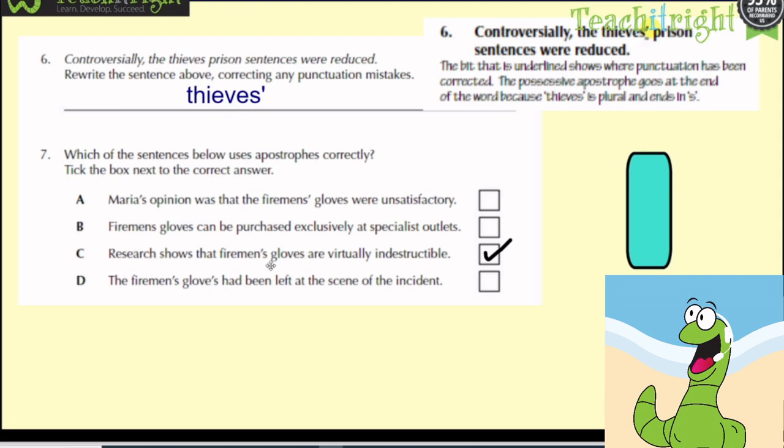This is telling us that gloves belonging to firemen are virtually indestructible. There is no need for there to be an apostrophe here, because that would read, the fireman's glove had been left at the scene of the incident. And that makes no sense. We are missing apostrophes here. Fireman's gloves can be purchased exclusively at specialist outlets. Maria's opinion, this is a correct use of an apostrophe, and this is not, because it's not in the right place.